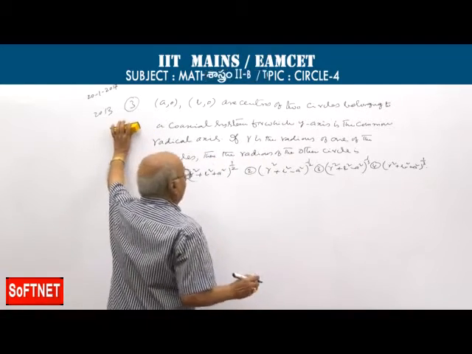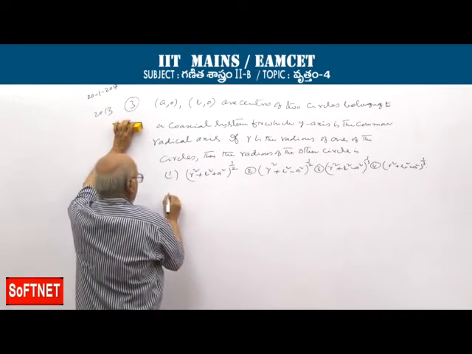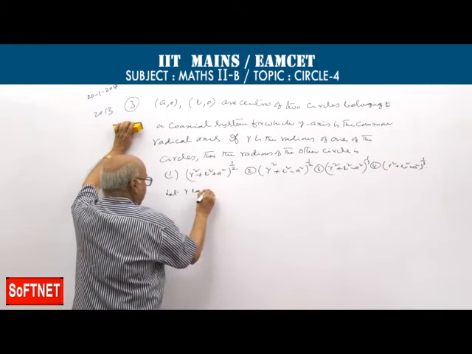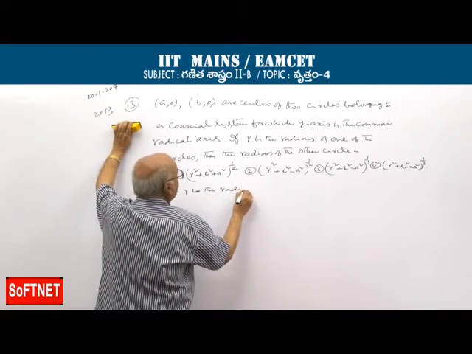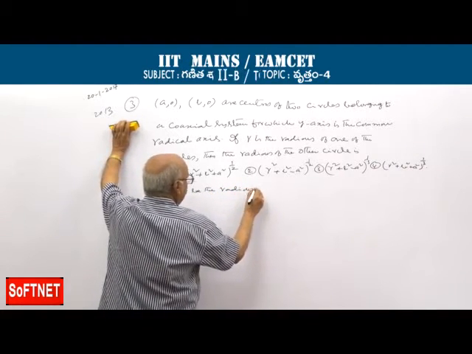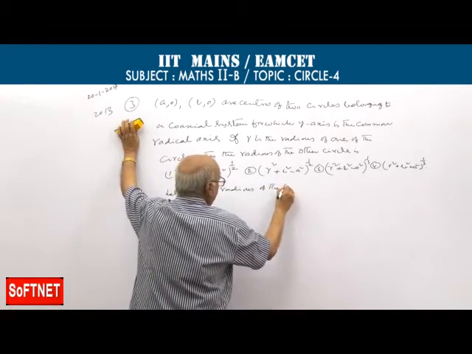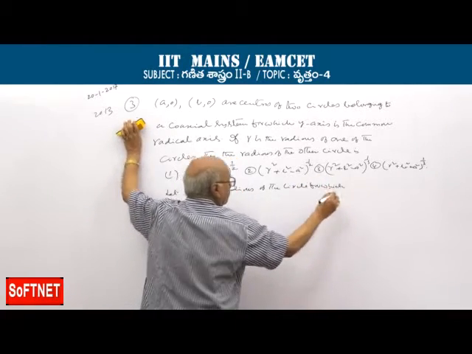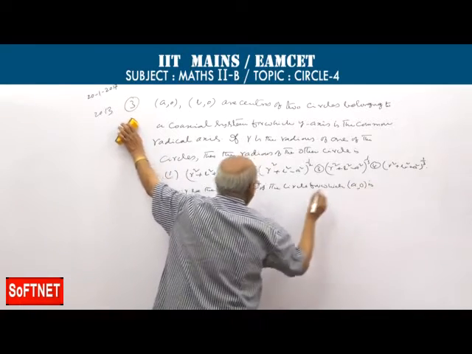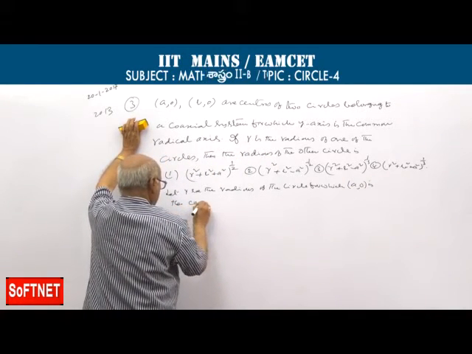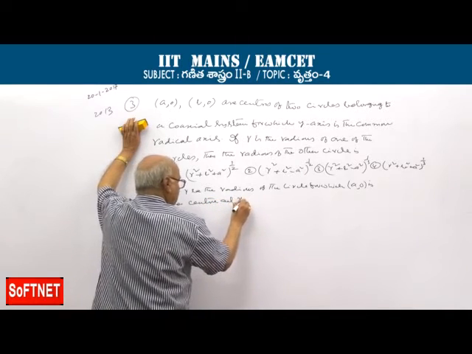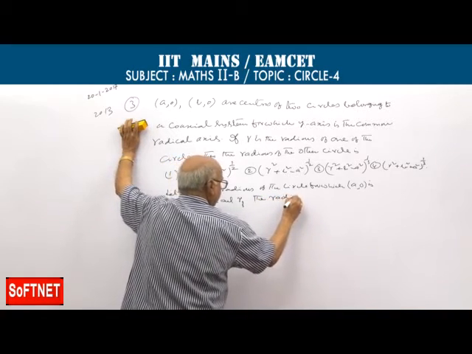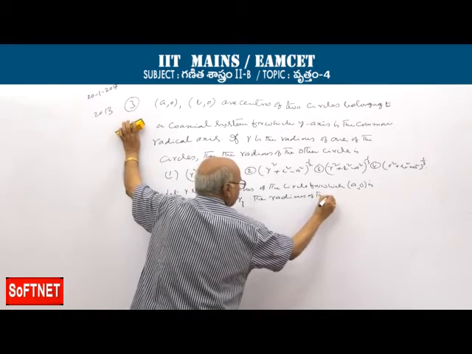Okay. Now let r be the radius of the circle for which (a, 0) is the center, and r1 the radius of the other circle.